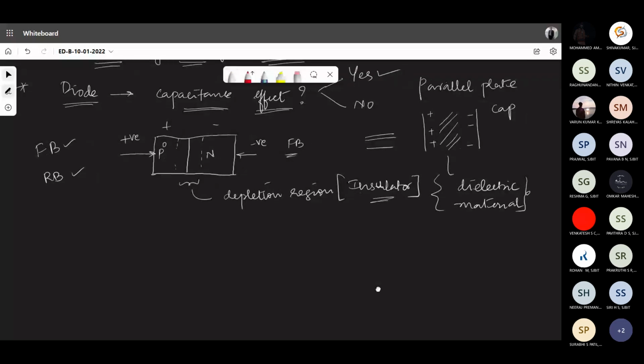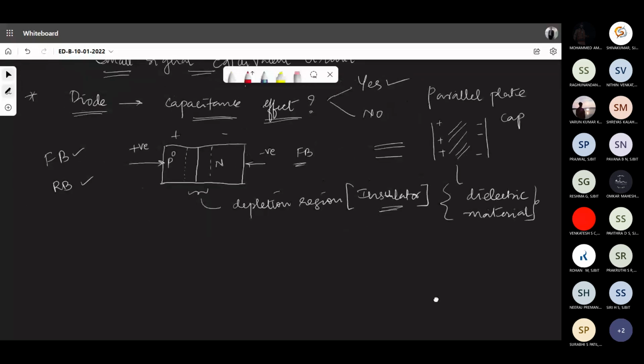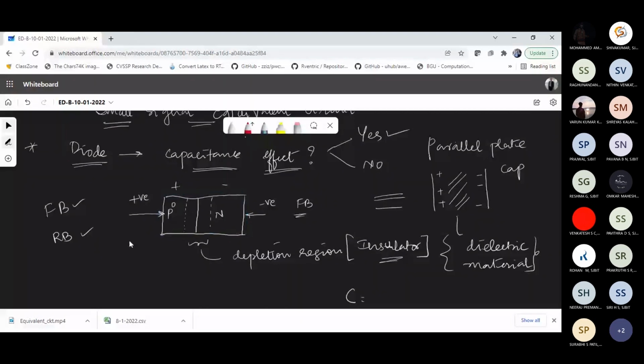And what is the equation that we give for a parallel plate capacitor? What equation do we write? C equals... I should be getting some response. Otherwise, class becomes difficult. Online classes without response is very difficult.